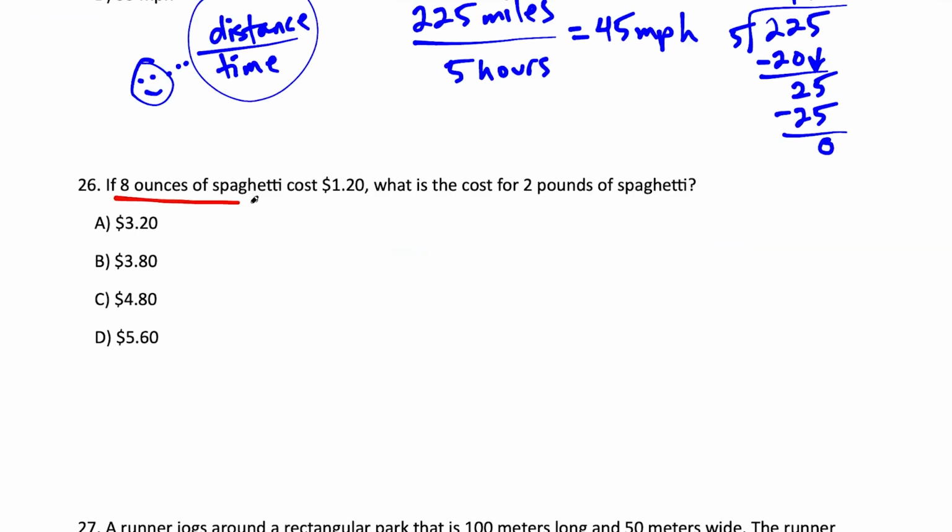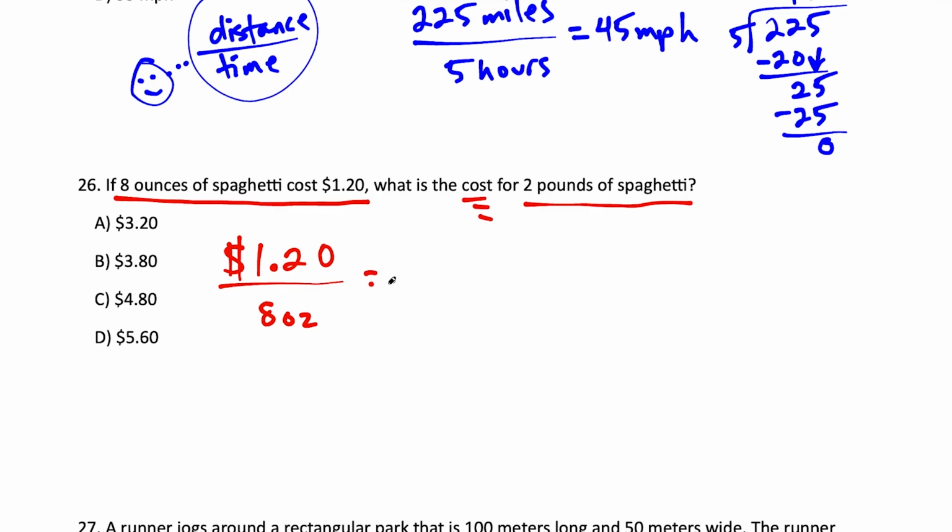If 8 ounces of spaghetti cost $1.20, what is the cost for 2 pounds of spaghetti? So for this question, we could start out with this rate here, that spaghetti cost $1.20 for 8 ounces of spaghetti. So we're starting with this rate here, and one way to do this is we can convert 2 pounds into ounces, and then we could use that number to set up another ratio in terms of dollars and ounces, and then we could solve for the missing amount.